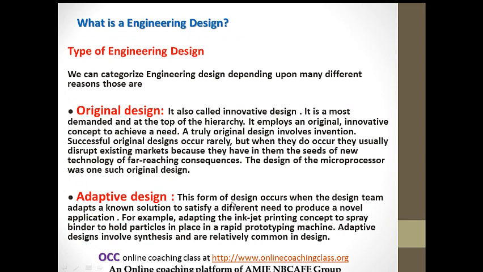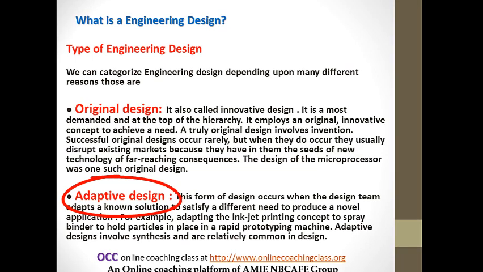Now we come to the topic, types of engineering design. We can divide the engineering design with reference to different categories and different parameters. Here I discuss some types of engineering design. The first is original design. Original design is also called innovative design. Look, the name suggests innovative. That means in this form of design there must be some innovation to produce a product. Now second is adaptive design. Adaptive means you can adapt something from an existing design.